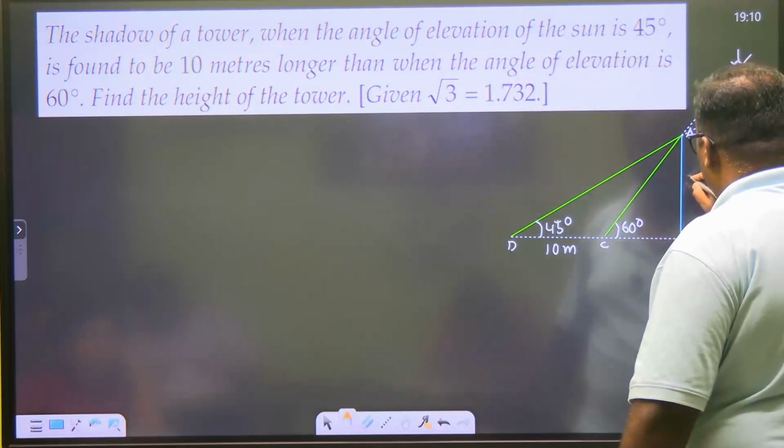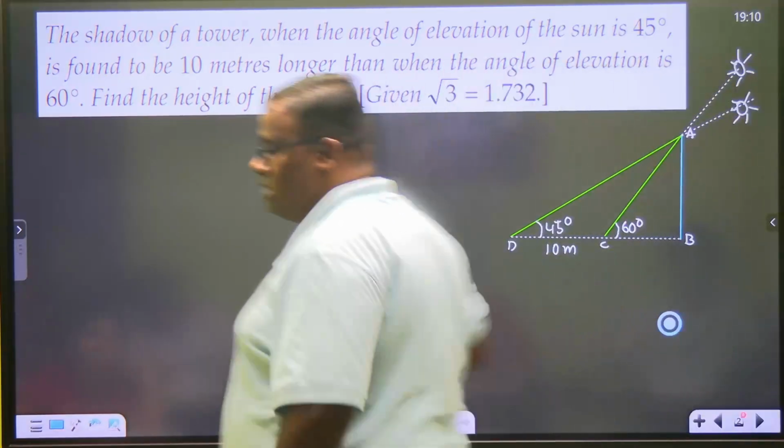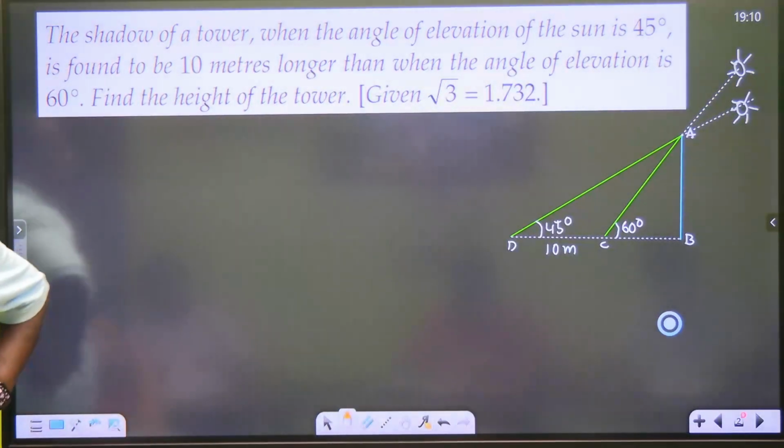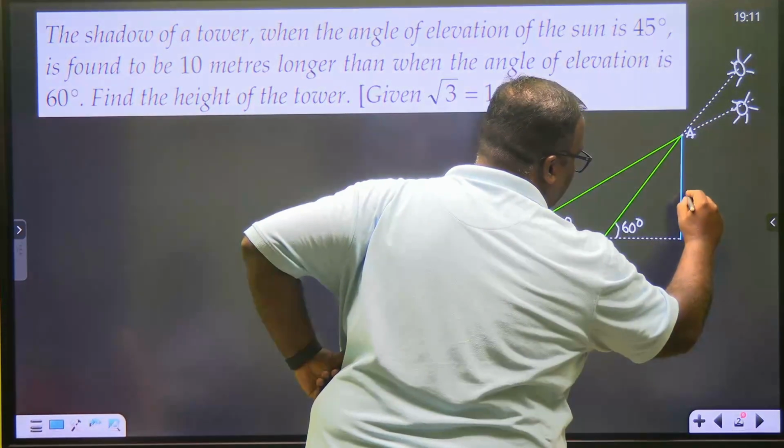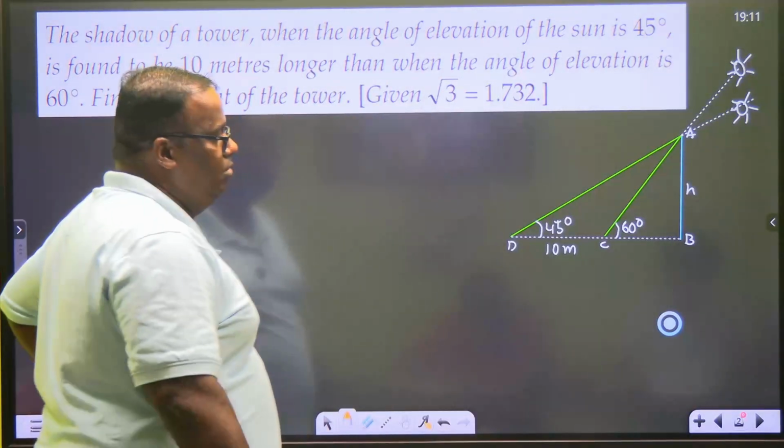Find the height of the tower. Try to understand whether you could make the diagram or not. Try to find the height of the tower.